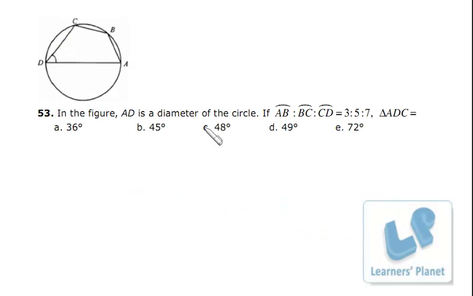In the figure, AD is the diameter of the circle. If arc AB, arc BC, arc CD are in the ratio 3:5:7, then angle ADC we have to find out, right? Now, arc lengths are in the ratio of 3:5:7. That means these arcs will make angles at the center in the same ratio, that is 3:5:7. So what I do is I join all the points to the center of the circle.